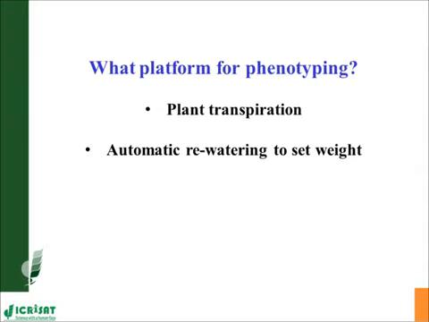What sort of platform do we need for that? Those platforms exist already. The Lambda facility, the Plant Accelerator, is a fantastic platform for that. Nobody uses it for that purpose. Too bad, because we could have a really high throughput measurement of those traits if the protocol were designed properly.